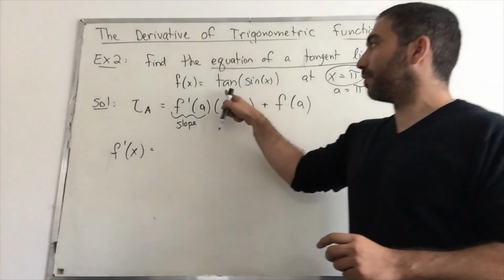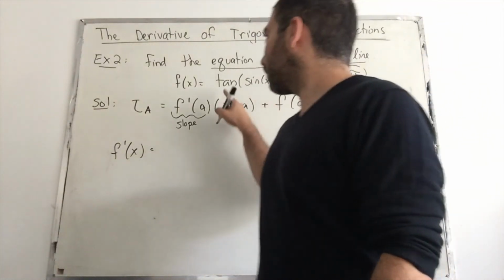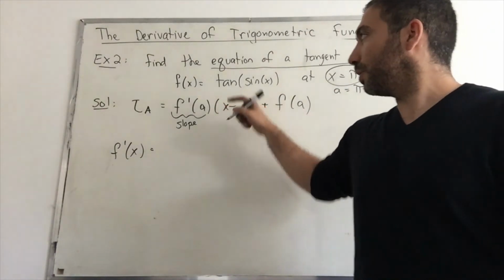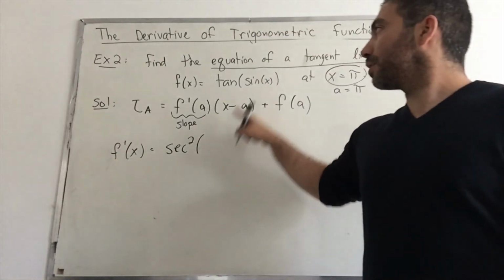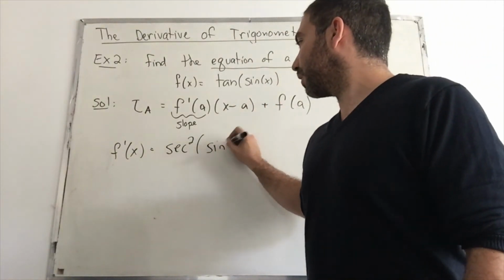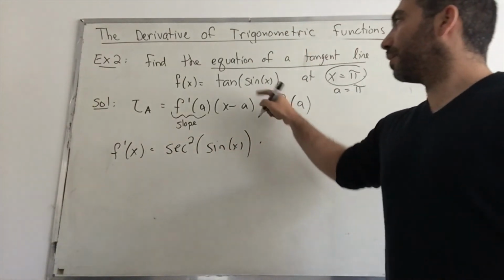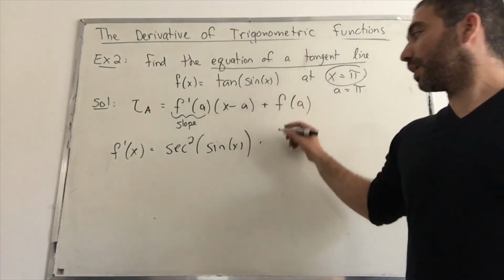So to take the derivative of tan of sine of x, we're going to start off with tan. The derivative of the outermost function is secant squared, not of x, but of whatever's inside the brackets, sine of x, multiplied by, on the outside with the derivative of sine, it's cos.